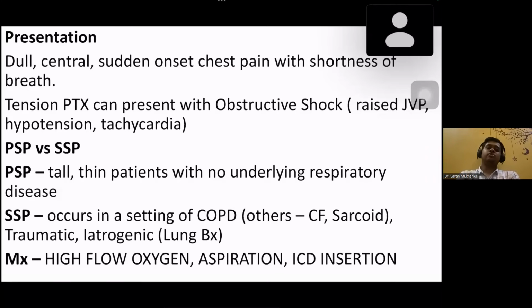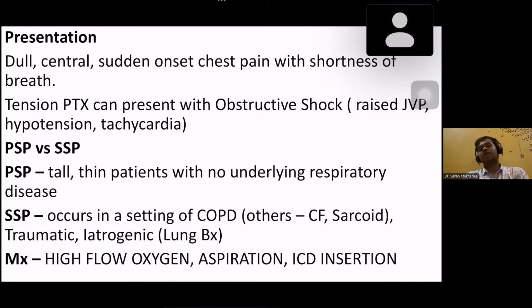And there are certain terms you need to know: PSP and SSP. Primary spontaneous pneumothorax. These are the cases of pneumothorax which develop in a person who has no underlying respiratory pathology. And SSP, that is a secondary spontaneous pneumothorax, it occurs in the setting of lung disease, most commonly COPD. The COPD has these large air-filled cavities called bulla, which often rupture, and that leads to pneumothorax.